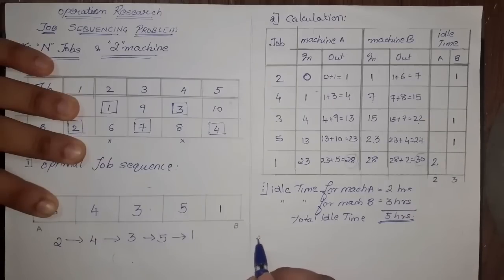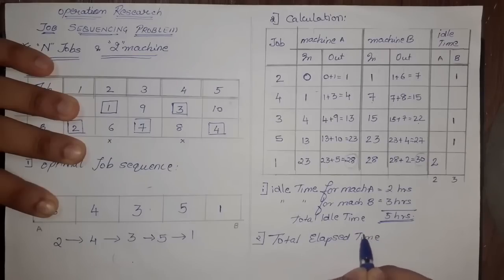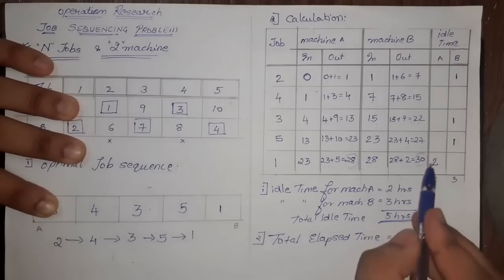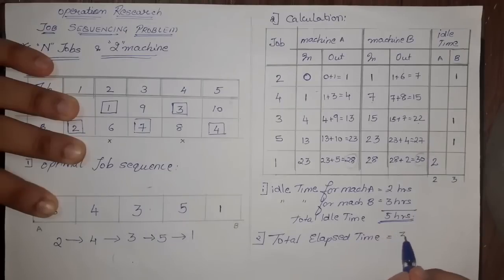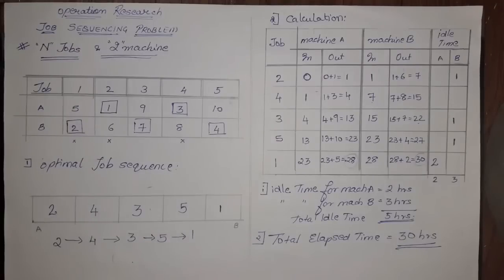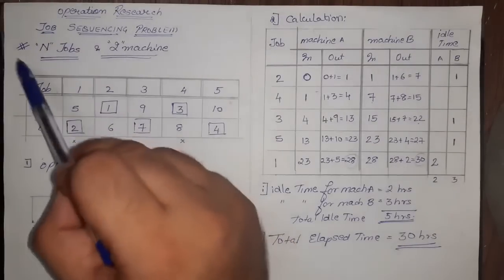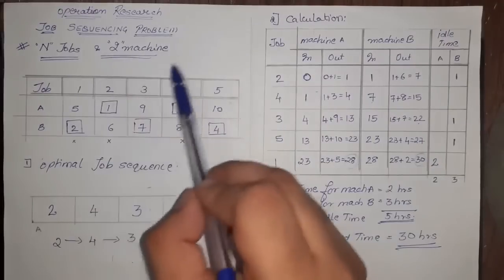And finally the total elapsed time, that is the total time taken to complete all the jobs by both the machines, is 30 hours. Okay, so this is how we have to solve job sequencing problem sums, where there are n number of jobs and 2 machines.